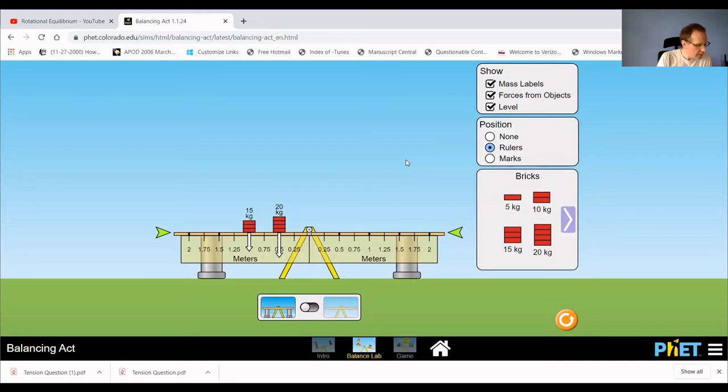Next, what I want you to do is on the left-hand side, place a 5 kilogram brick at 1 meter. So let me move these back. So this is the next part. 5 kilogram brick at 1 meter and a 20 kilogram brick at 0.5 meters.